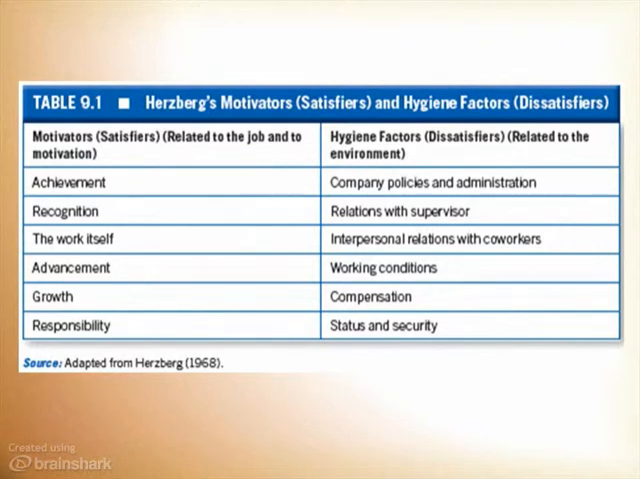And then in the right-hand column are the hygiene factors, or what are dissatisfiers, and they're related to the environment itself. And they would tend to unmotivate or dissatisfy an individual in the workplace. And those could be company policies and administration, relationships with the supervisor, interpersonal relations with coworkers, working conditions, compensation, and status and security. So it's important for you to understand that those are the factors involved in Herzberg's motivators, which are satisfiers and dissatisfiers.